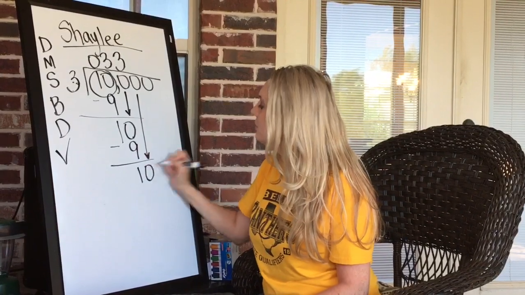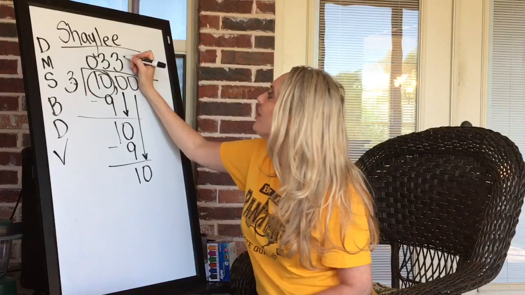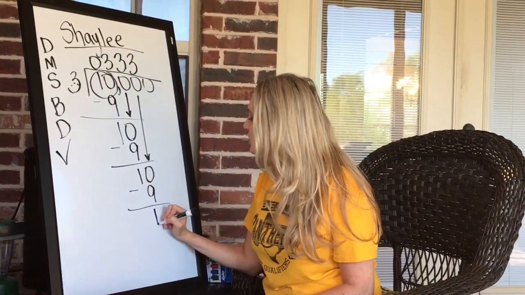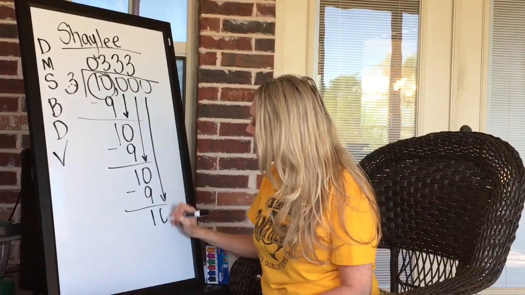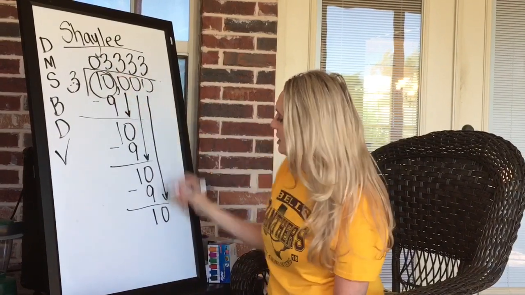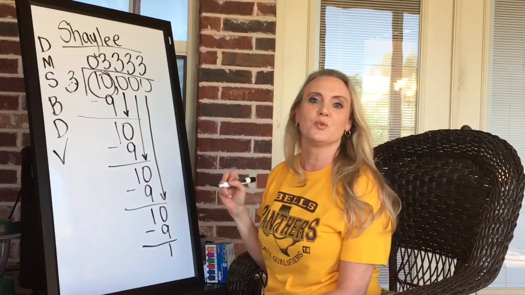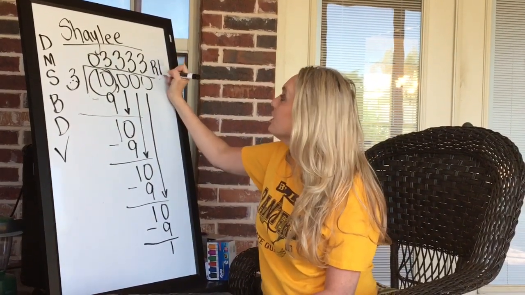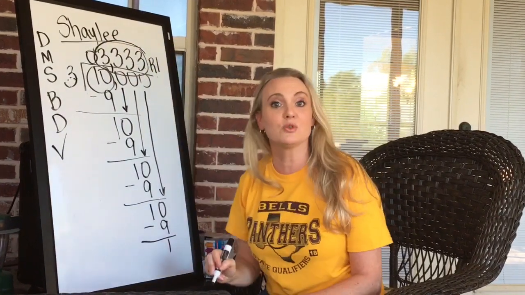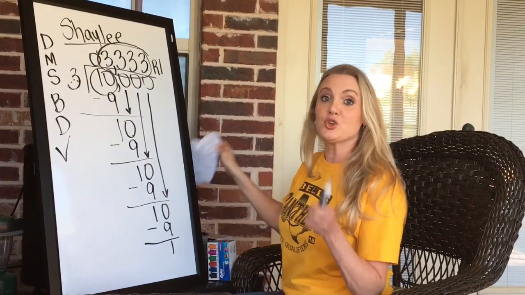Subtract and bring down. 3 times what gets me 10 again? 3. 3 times 3 is 9. Subtract and bring down. 3 times what is 10? 3. 3 times 3 is 9, with 1 little rubber band left over. So each friend would get 3,333 rubber bands. Let's make sure we got this right.